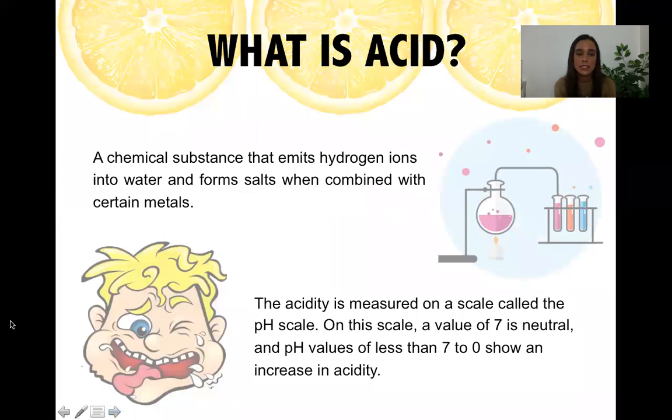What is acid? It's a chemical substance that emits hydrogen ions into water and forms salts when combined with certain metals. Acidity is measured on a scale called the pH scale. On this scale, a value of 7 is neutral, and pH values from less than 7 down to 0 show an increase in acidity.